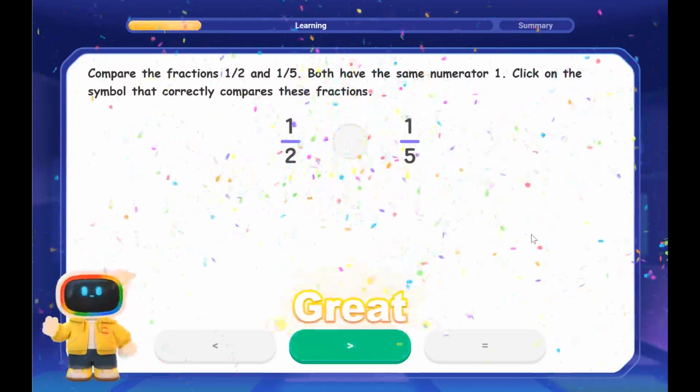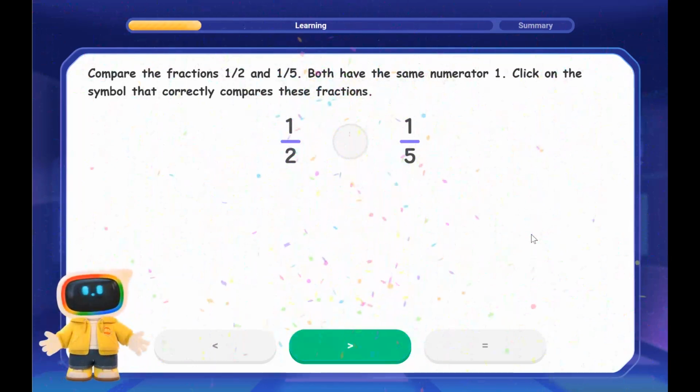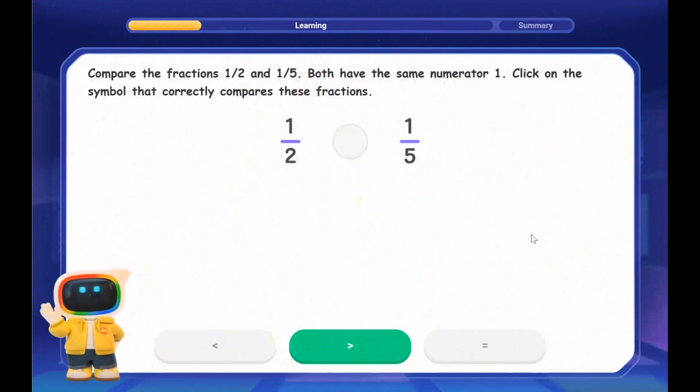Great job! 1/2 is greater than 1/5. Both fractions have the same numerator 1, but 1/2 has a smaller denominator. When fractions have the same numerator, the one with the smaller denominator is greater.